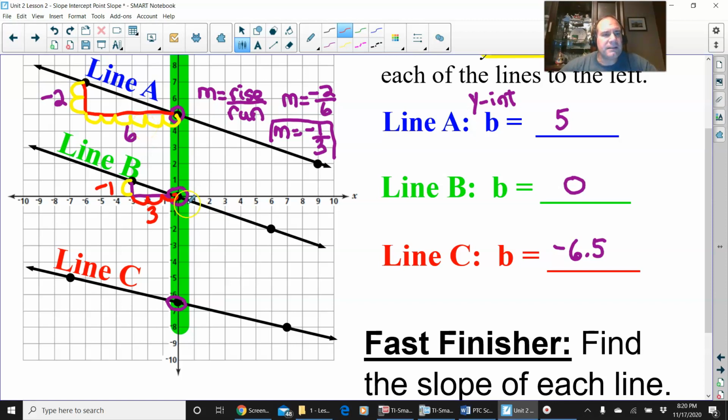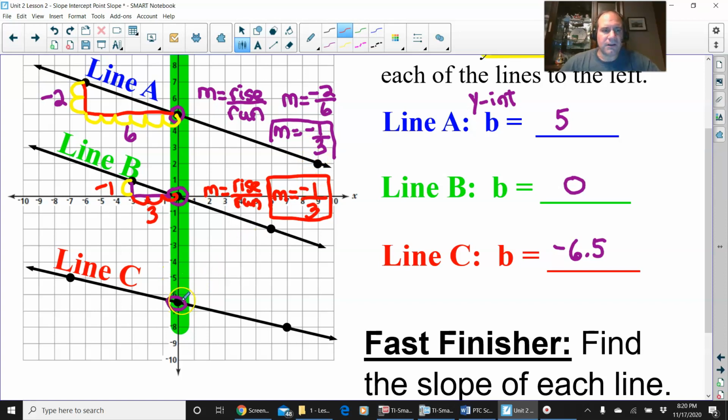All right, so I did line B. I'm going to do rise over run again, and I don't skip anything. I rewrite the formula. The rise is -1 and the run is 3. -1 over 3. Look, it's this. These are the same. They have the same slope. Line A and B, same slope.